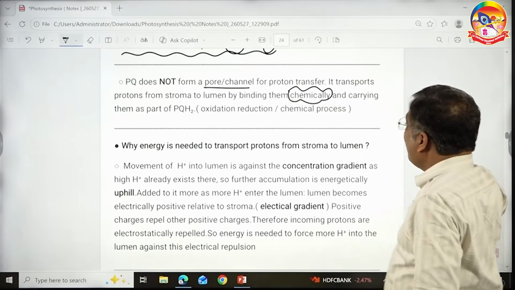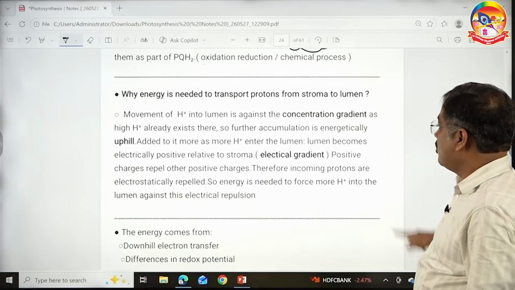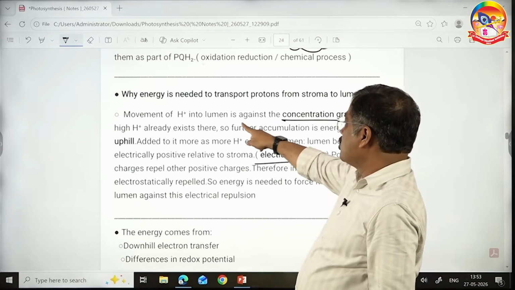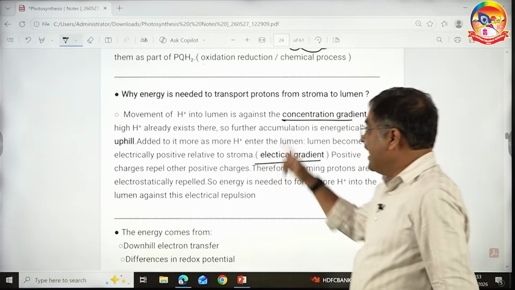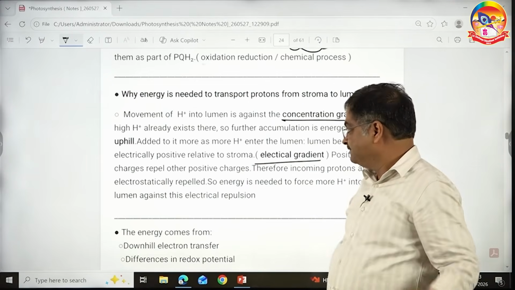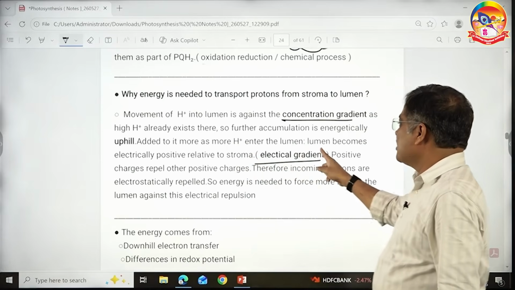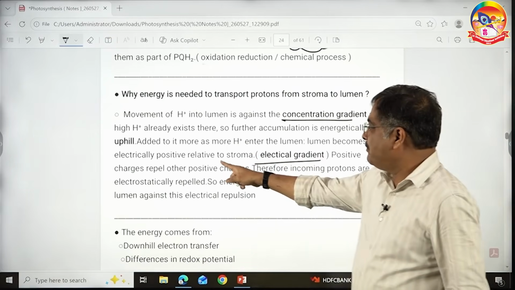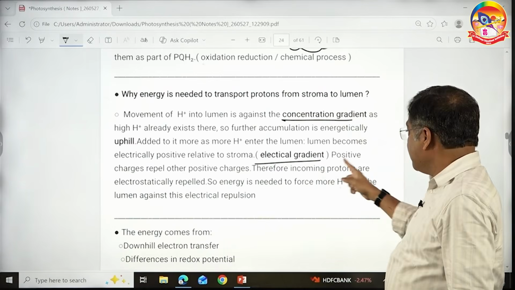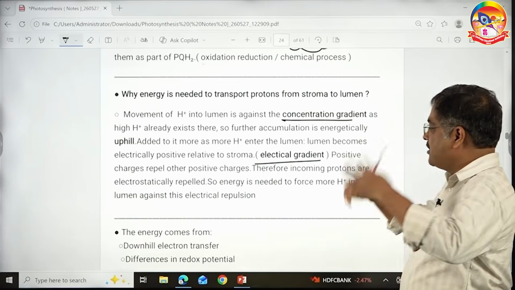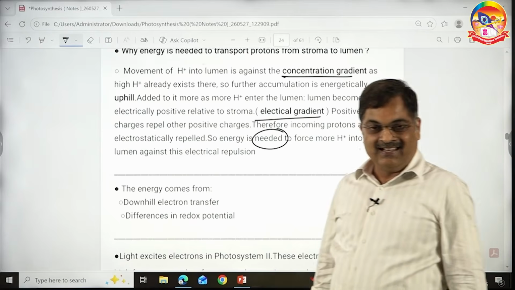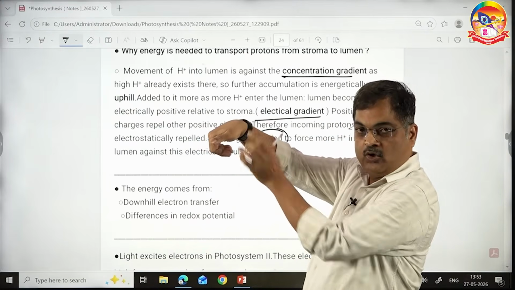Totally clear. Why is energy needed to transport protons from stroma to lumen? Because of concentration difference and electrical gradient. Here I've written, movement of protons into the lumen is against the concentration gradient, as high protons already exist in the lumen, and further accumulation is energetically uphill. And added to that, when more protons enter the lumen, the lumen becomes electrically positively charged relative to the stroma. Positive charges repel other positive charges. Therefore, incoming protons are electrostatically repelled. So, energy is needed to force more protons. Now you understood why energy is needed to carry protons from stroma to lumen.